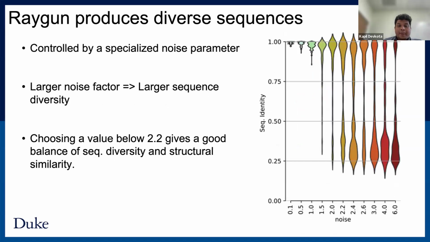We can also control sequence diversity by changing the noise parameter. We found that setting the noise ratio to between 0.5 and 2.2 gives a good balance of sequence diversity and good structural alignment. And we also did many other computational experiments, and you can see that in the paper.